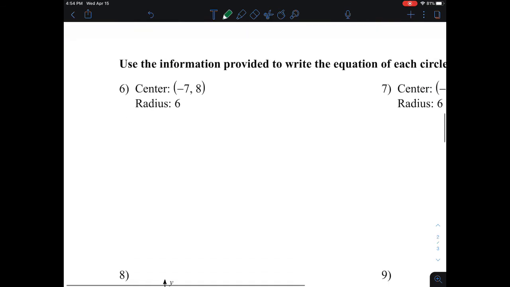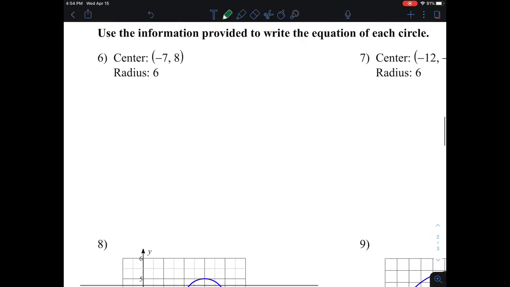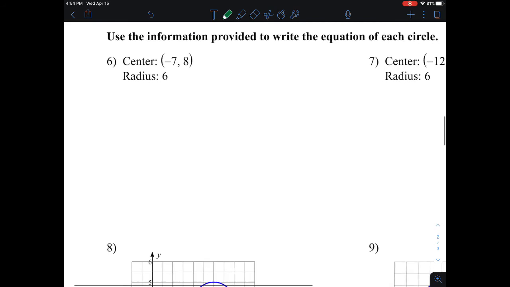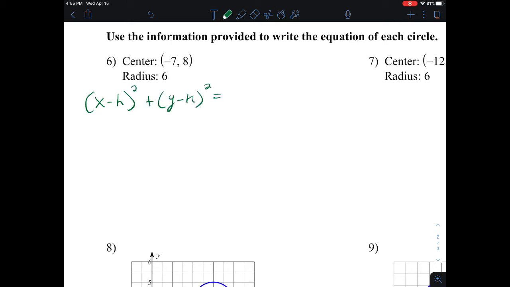So now let's try to write the equation of the circle. We're given the center and the radius here. I start with the general form: (x - h)² + (y - k)² = r², and h and k come from your center. My center has an h, or x value, of -7, so h is -7, and a y value of 8, so 8 is going to be my k. My radius here is 6, so I'm going to put in 6 for r.